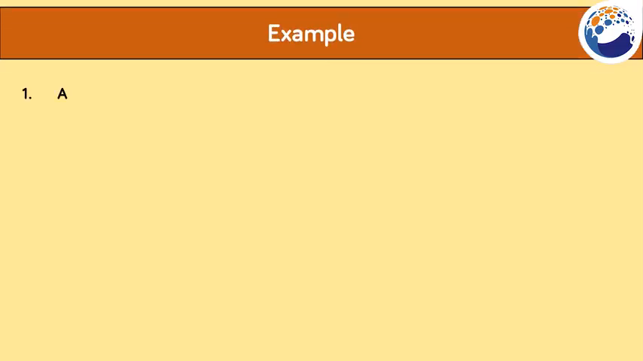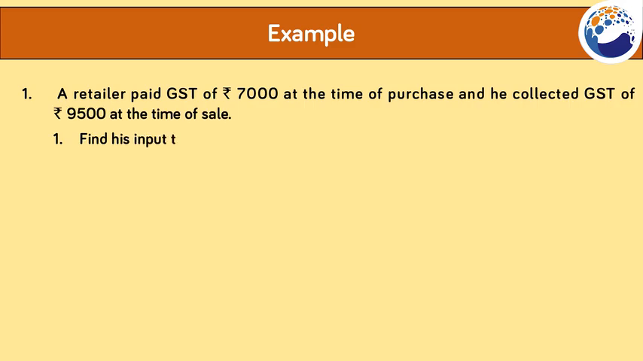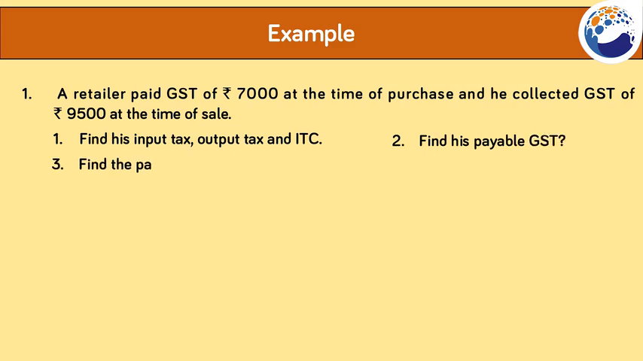Examples: 1. A retailer paid GST of Rs 7,000 at the time of purchase and he collected GST of Rs 9,500 at the time of sale. Find his input tax, output tax and ITC. Find his payable GST. Find the payable CGST and SGST.